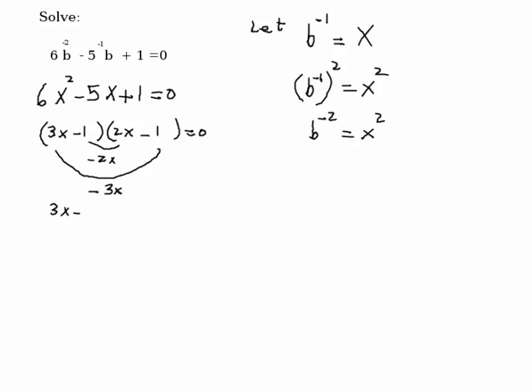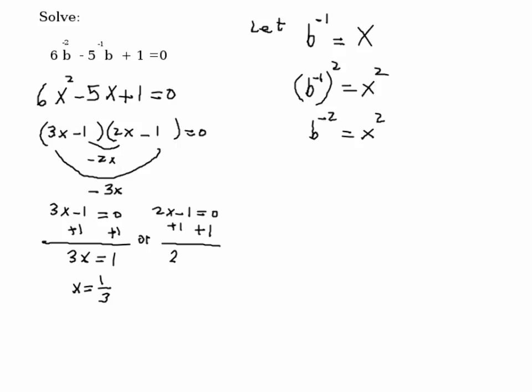So this would be 3x minus 1 is equal to 0. If I add 1 to both sides of the equation, I would get 3x is equal to 1. So it looks like x is equal to 1/3. Or I get 2x minus 1 equal to 0. If I add 1 to both sides of the equation, I would get 2x is equal to 1. So x is equal to 1/2.